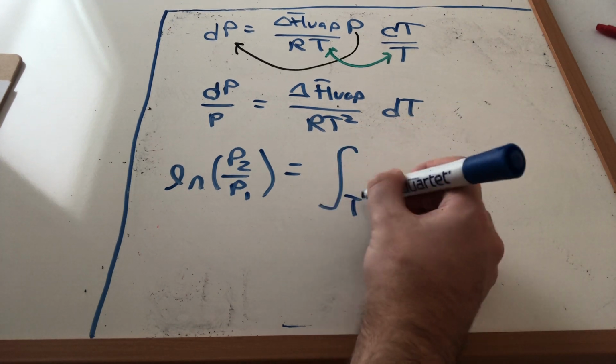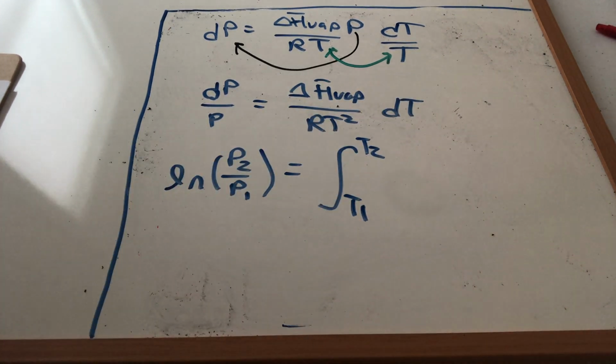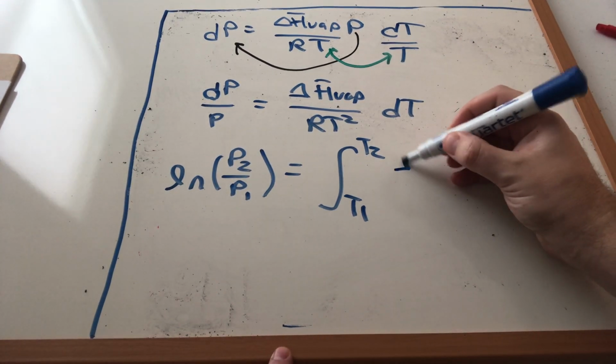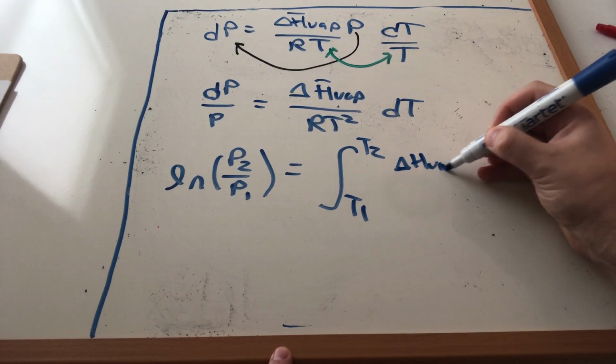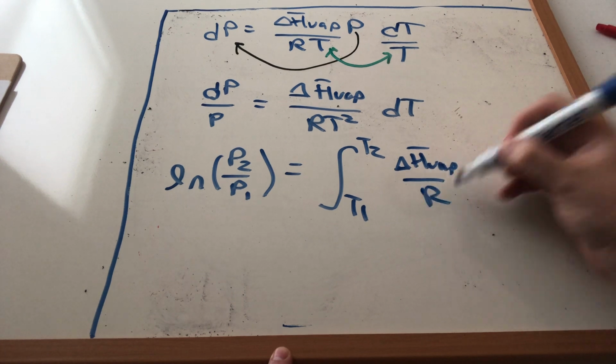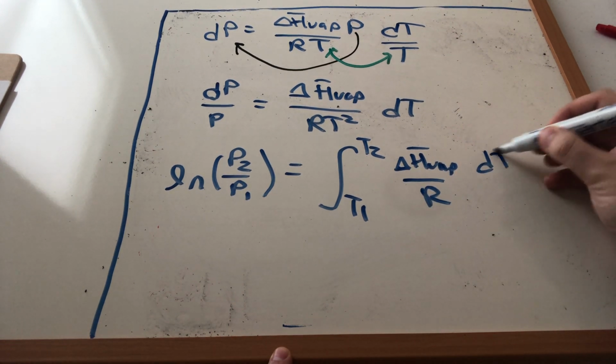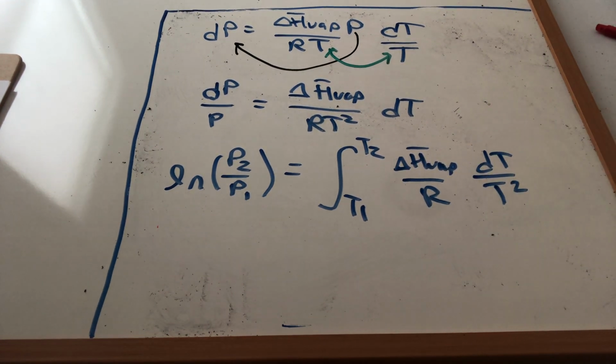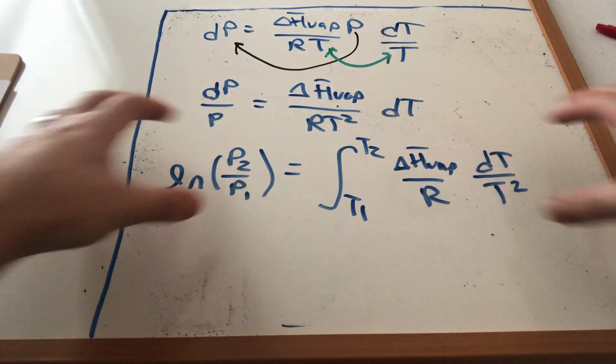Over on this side, we're integrating between a T2 and a T1. And remember, we're still talking about that liquid to gas line. We're going to have a delta H VAP over R, dT over T squared. This is a very important equation. Let's simplify it down. This is a good equation to know.